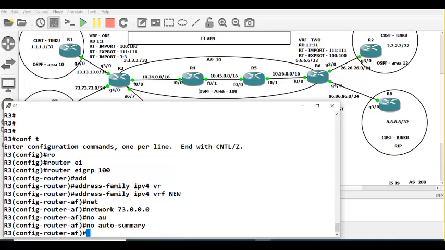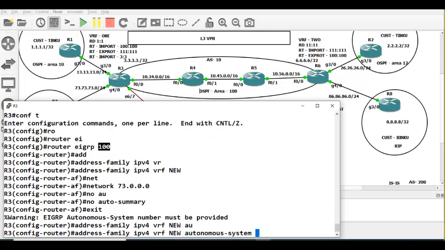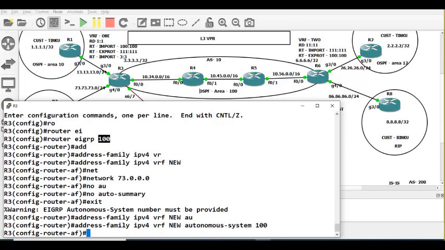Okay, then it should be like this. That is what autonomous system number must be provided. So this 100 is for global EIGRP, not for VRF. But globally we don't have an EIGRP, so you need to put some number and come in. Now here I need to say autonomous system 100. That solves the problem.